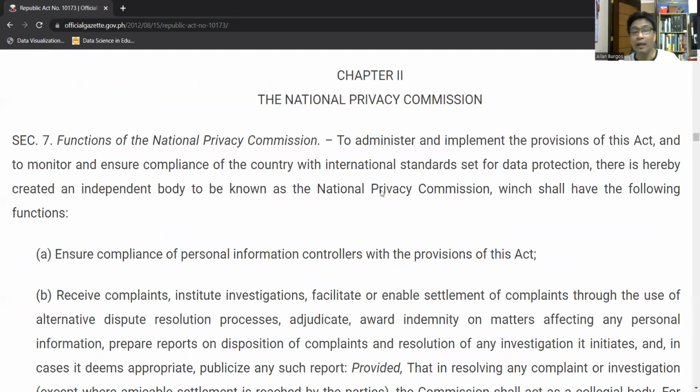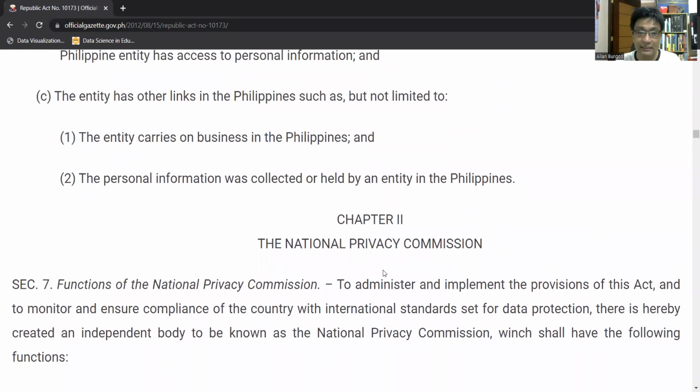All right. Okay, so medyo ano lang ha. Next time, let's stop sharing. So next time we will be discussing the chapter 2 of this particular act.